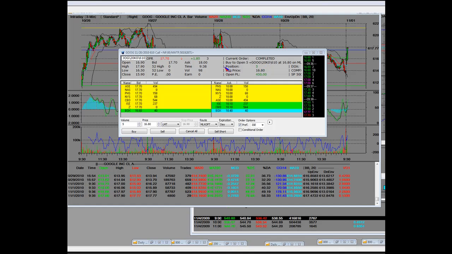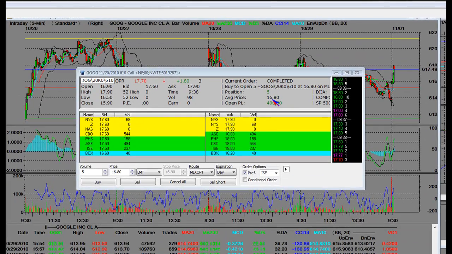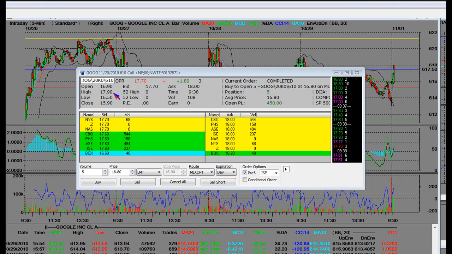MMTs, what we did was we scaled 5 contracts at 16.80. The high is 17.90. So we got a $1.10 wholesale on the entry. We would take one of two things: if Google quits going up in the price action, we can simply sell it, meaning that it'll pull back and we can add to it.